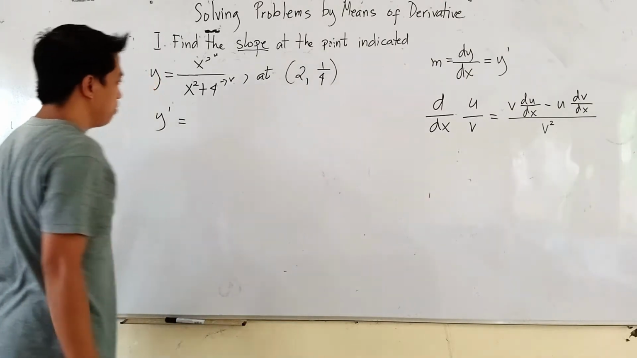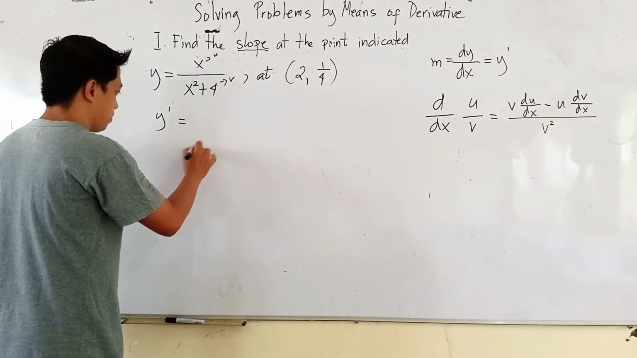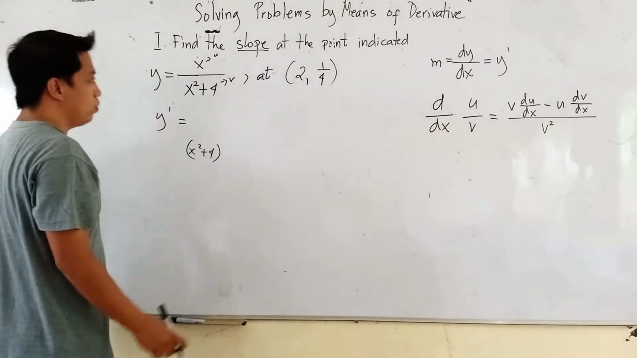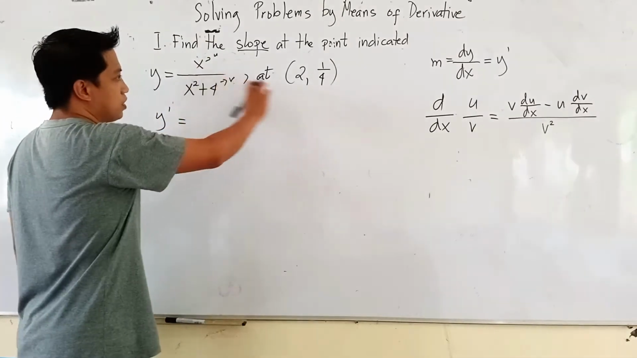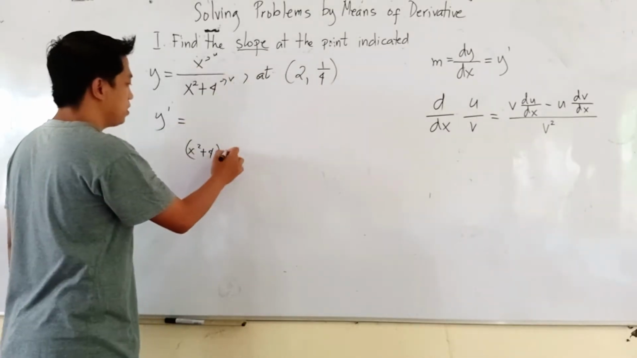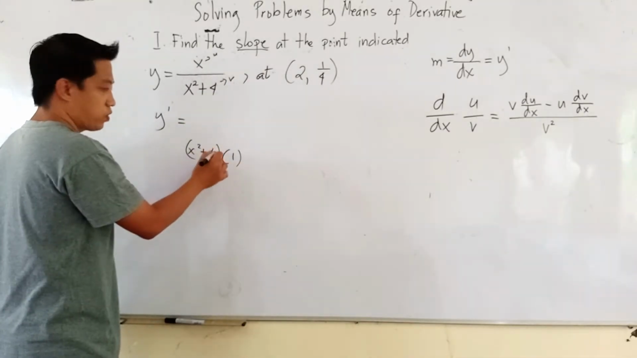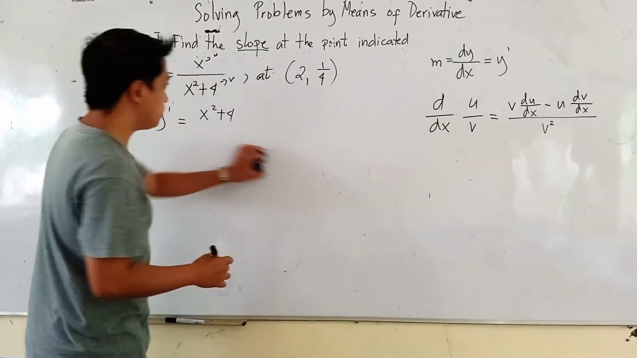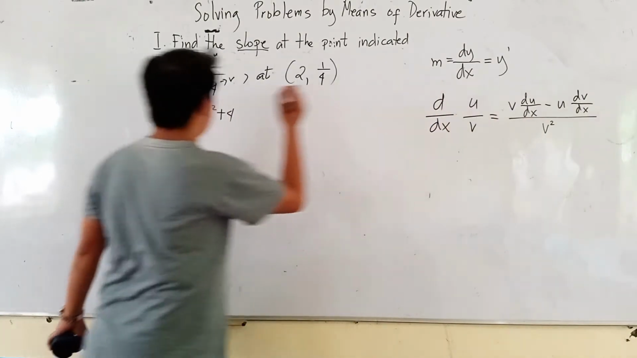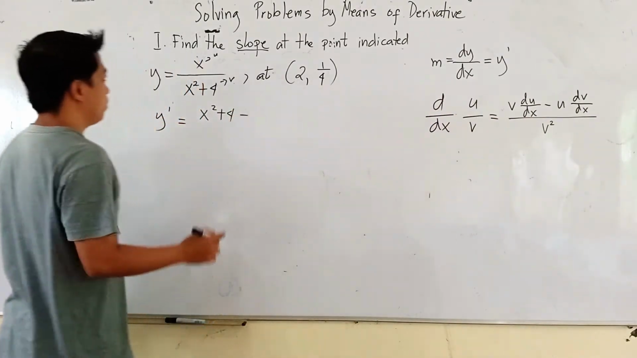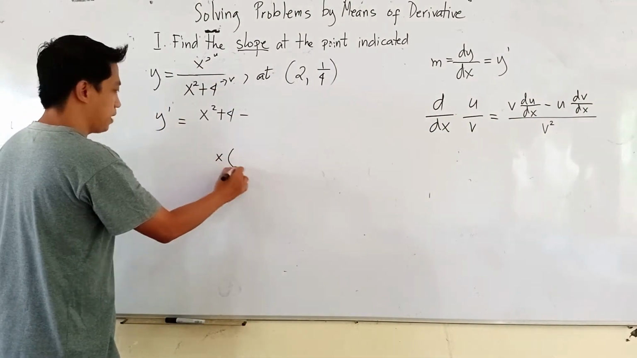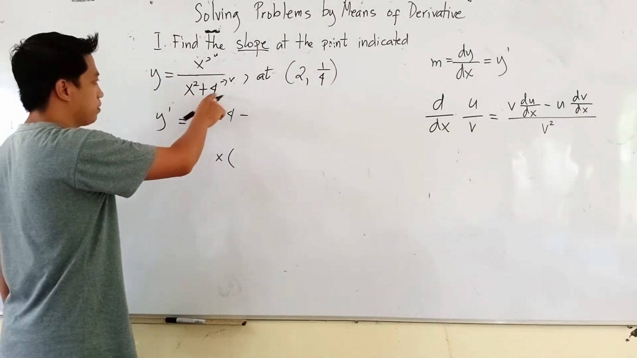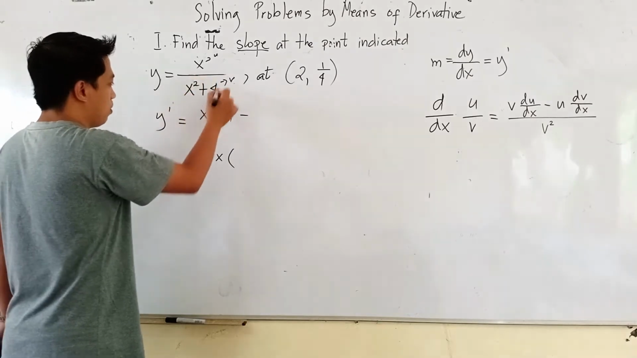So, gamitin na natin yung formula. So v, that is x squared plus 4, times du. What is our u? X. So derivative of x, that is 1. 1 times x squared plus 4 is x squared plus 4. Minus u. What is our u? X times dv divided by dx. Our v is x squared plus 4. Kunin natin yung derivative nito.